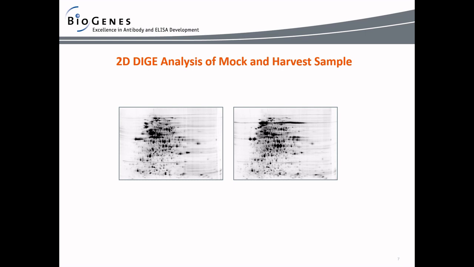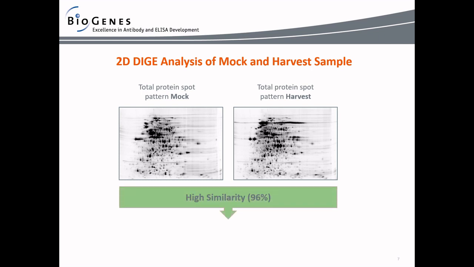Here in the pictures you can see on the left the mock, and on the right, the total protein spot pattern of the harvest. You can see that these images clearly show a similarity, in this case to 96%. So the mock sample represents the majority of the HCPs visualized in the harvest sample. Thus, we can recap that the mock sample appears well suited to represent the HCP composition of the harvest sample.